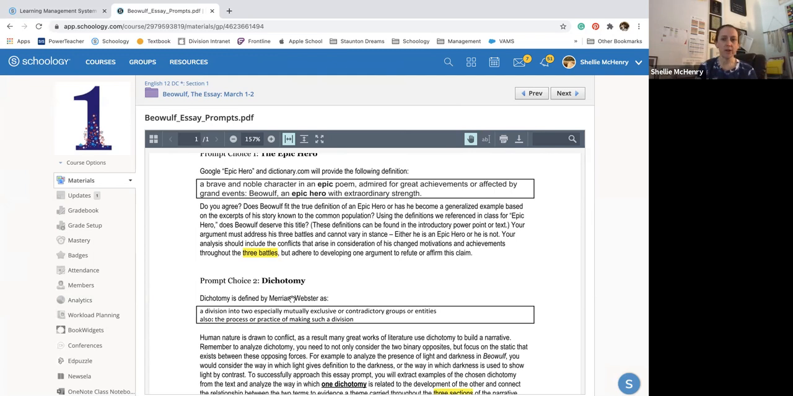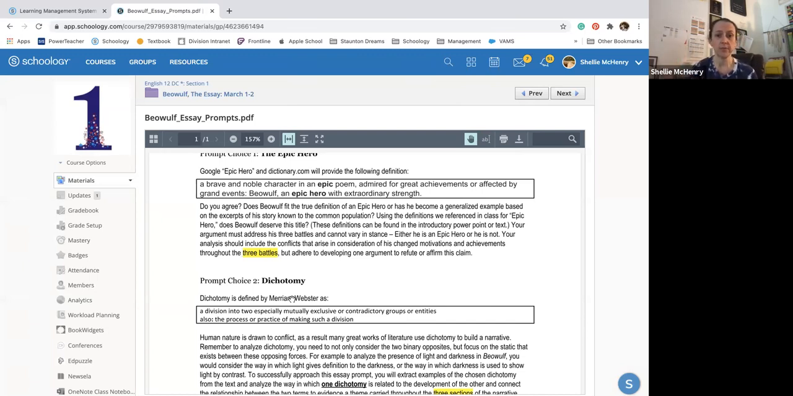Because just like we're going to see with Frankenstein, just like we're going to see with some other things we work with, a lot of people think they know a story when they don't really know what happened. You guys know still only a portion of Beowulf, but the ways in which he changed throughout these battles. So you're going to choose one side of the argument or the other.